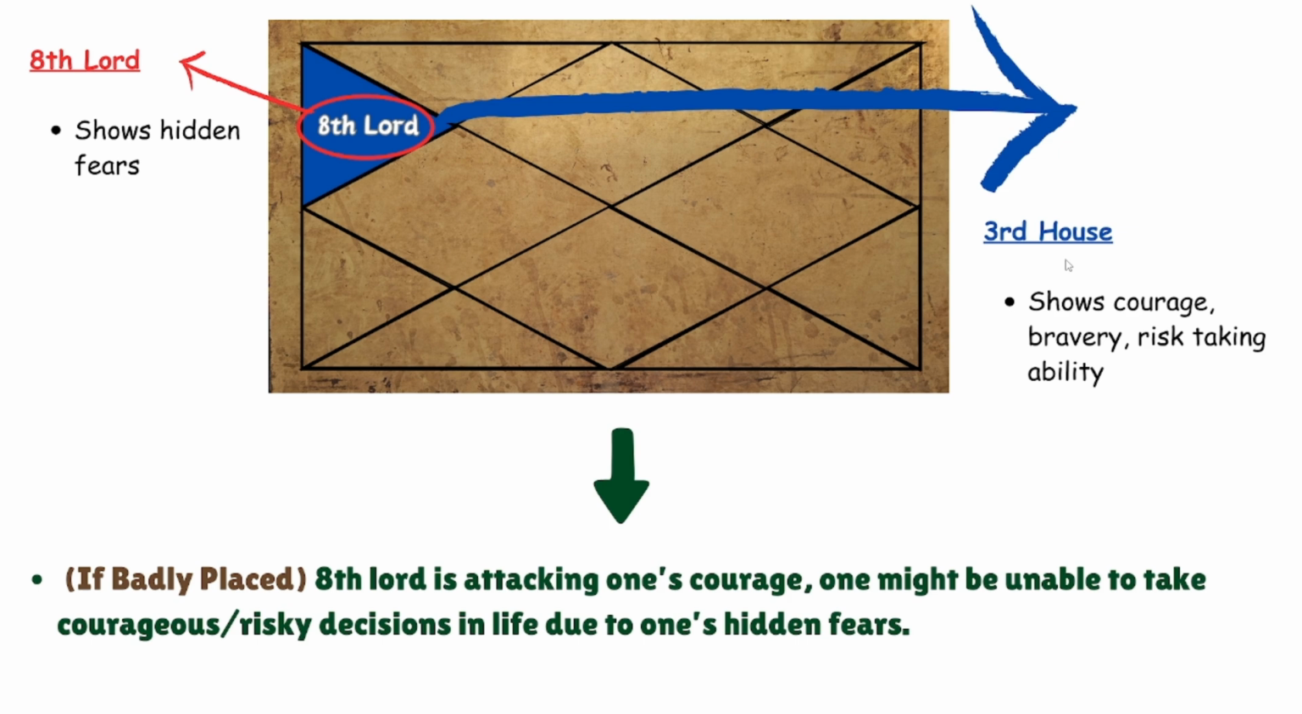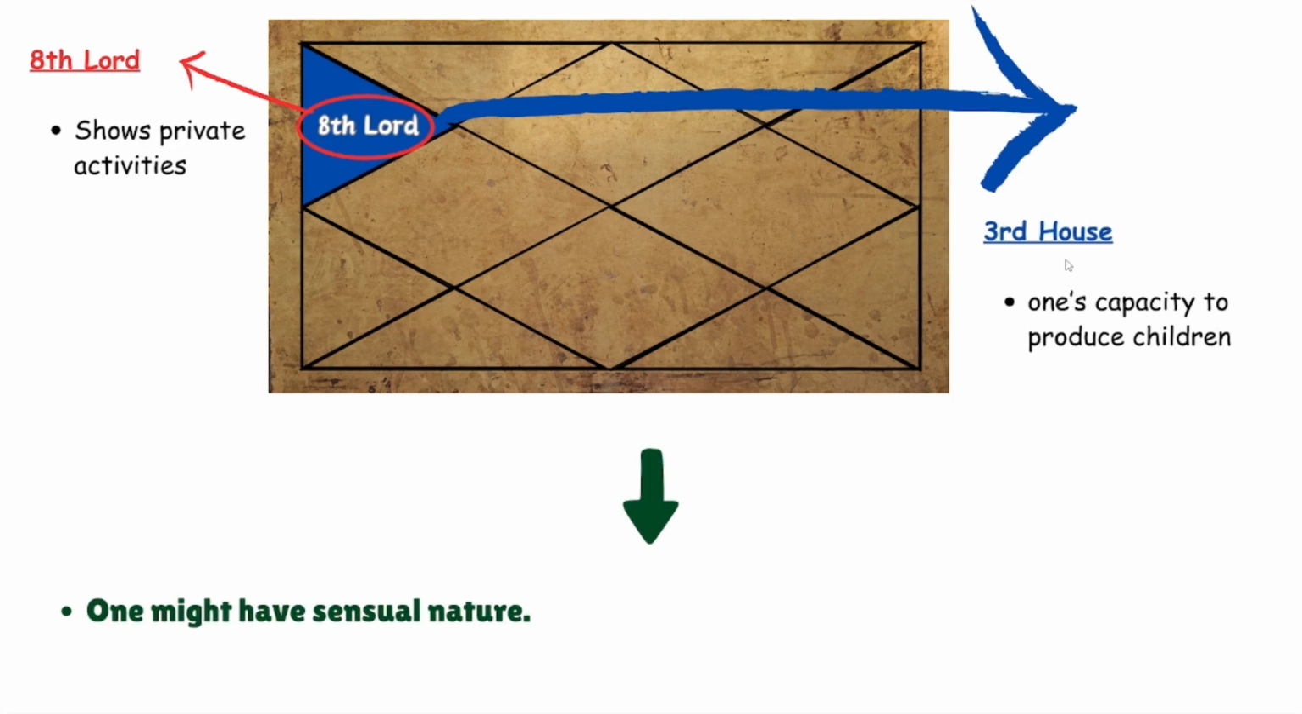Your hidden fears are basically clouding your mind and not giving you an opportunity to take sane, courageous decisions in life. Your hidden fears are overpowering your mind, so one has to try to deal with these kinds of situations in life. Eighth lord shows private activities, and third house is the house which shows capacity to produce children. Third house is also part of the Kama Trikon which shows one's physical desires, sensual desires in life. So, with this placement, one might have a sensual nature.